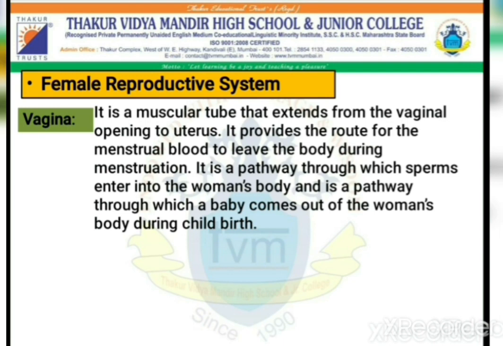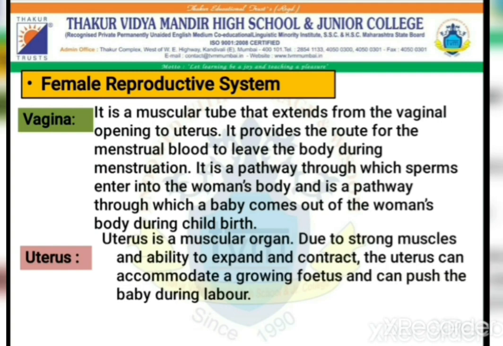Then above the vagina, the next part is the uterus. The uterus is a muscular organ. Due to the strong muscles and the ability to expand and contract, the uterus can accommodate a growing fetus and can push the baby during labor. That means when fertilization takes place, this fertilized egg, or this fertilized embryo, grows in this uterus.